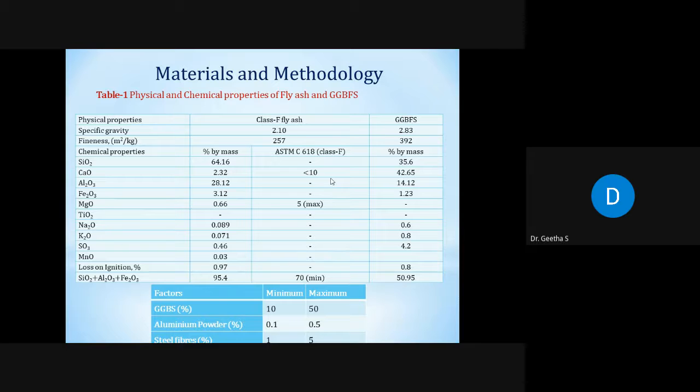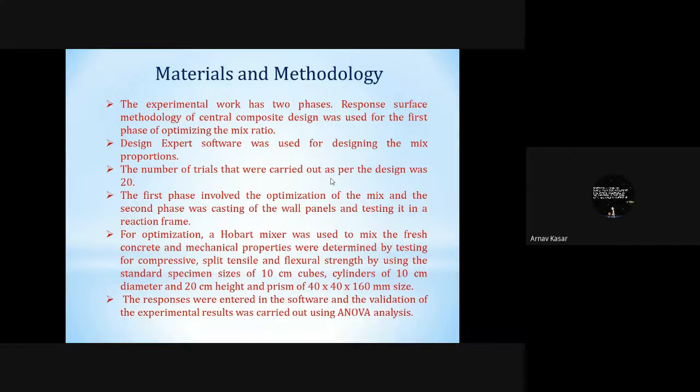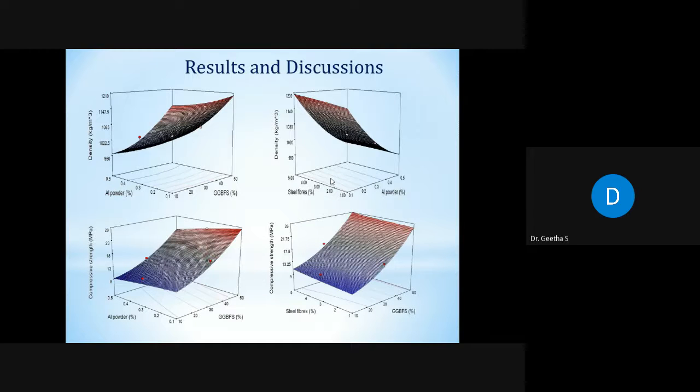And for the experimental factors, I've taken a minimum of 10 and maximum of 15. And I've used a Hobart mixer for the material characterization. As per IS code, I've used the specific samples for testing the compressive strength, flexural strength, and also the split tensile strength. I've also done ANOVA analysis in order to ascertain that my experimental results have been correct. So these are some of the experimental discussions.